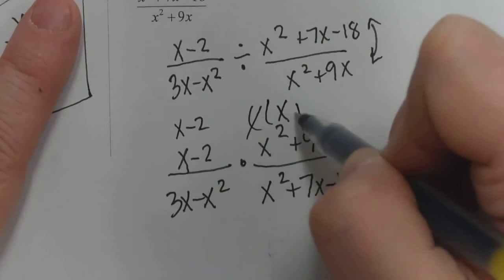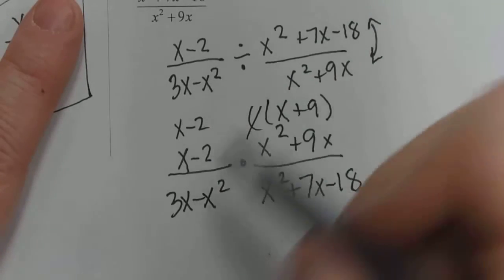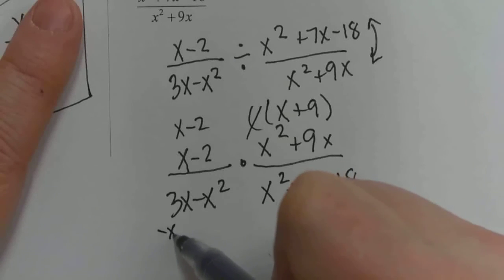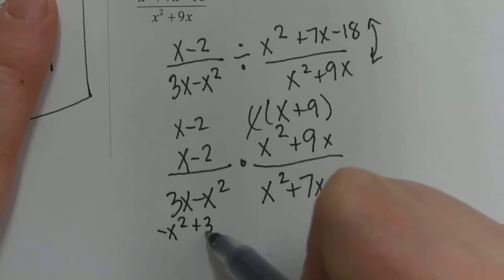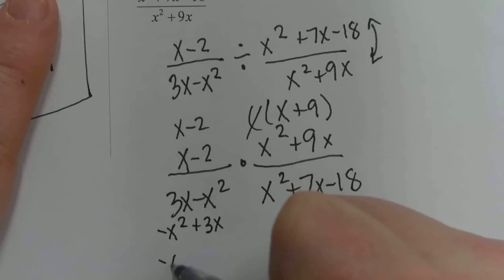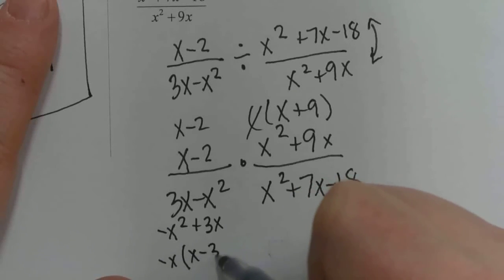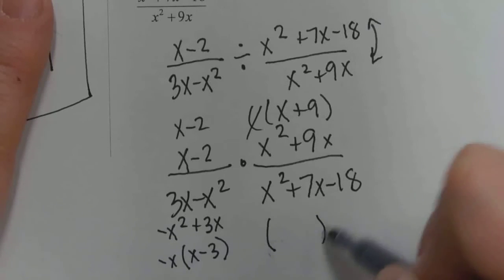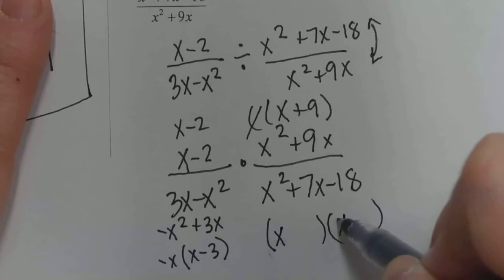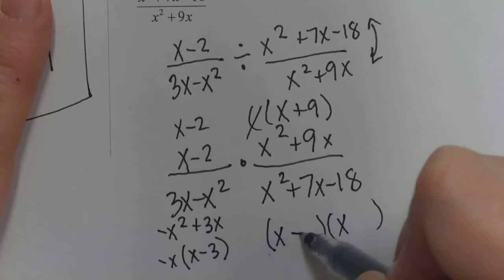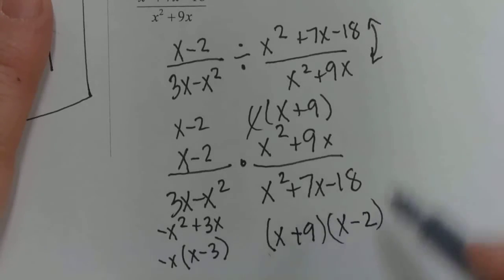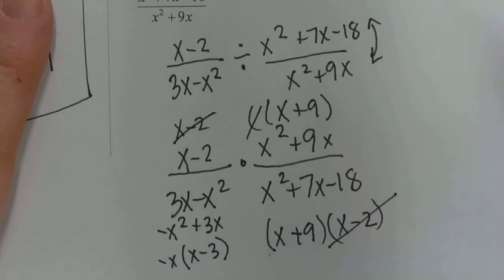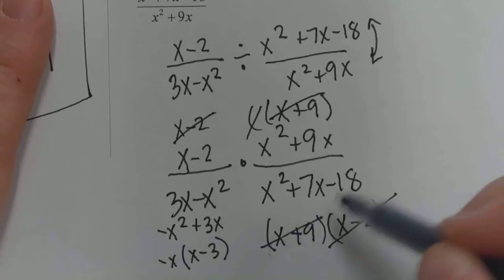and then just factor. This is already factored, x minus 2. This has an x in common, so I'm going to factor out the x to get x plus 9. This I need to flip around so that x squared is in front. Then I can clearly see that I need to take out a negative x to get x minus 3. And then right here I can go x plus 9, x minus 2.